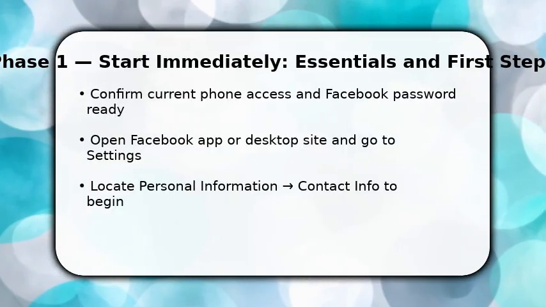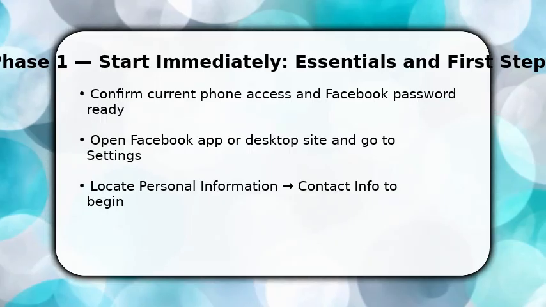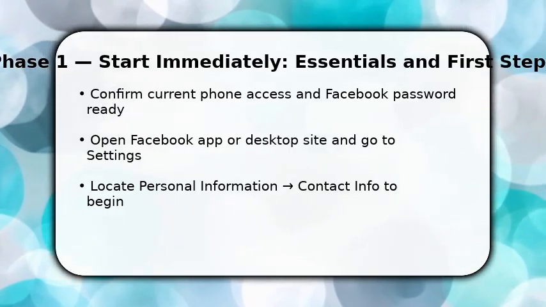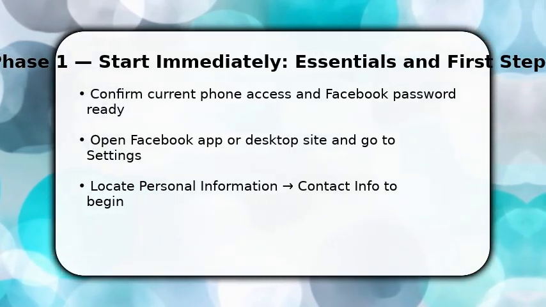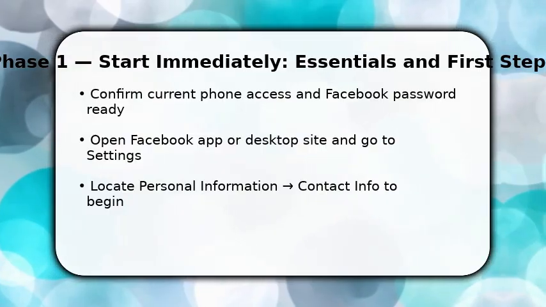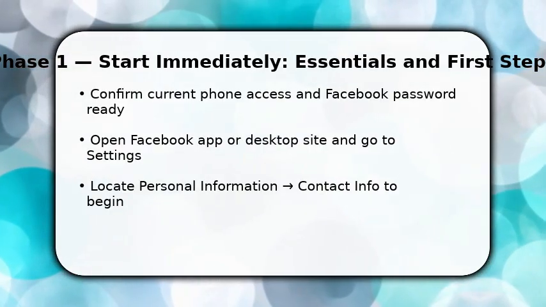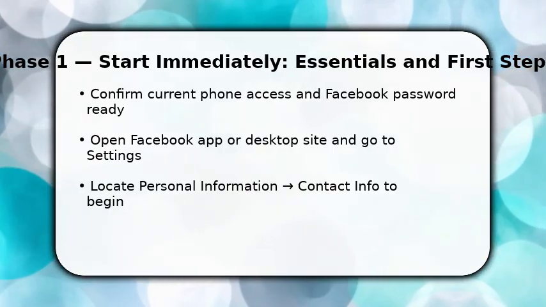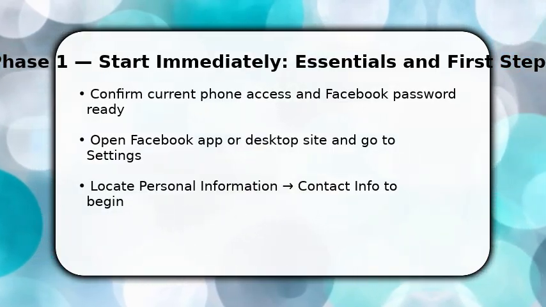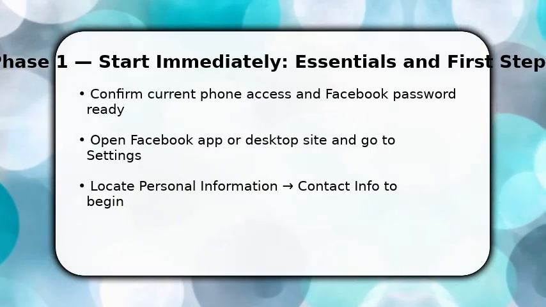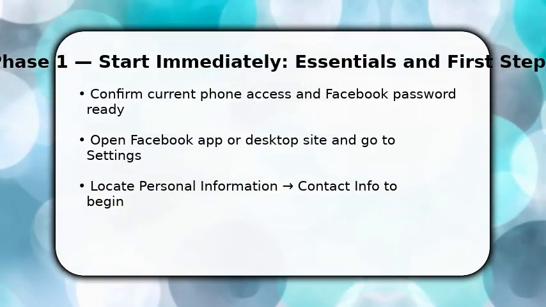You'll begin by confirming you can receive SMS or calls on the new number. This matters for verification. Once done, open Facebook, app or desktop, and navigate to Settings. Go to Personal Information and then Contact Info. This path ensures you modify the correct field. You're starting the change now to avoid being locked out.